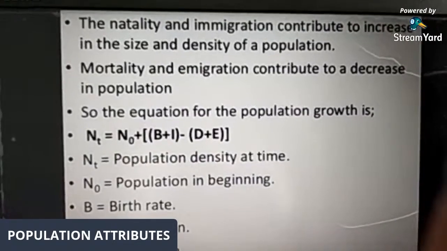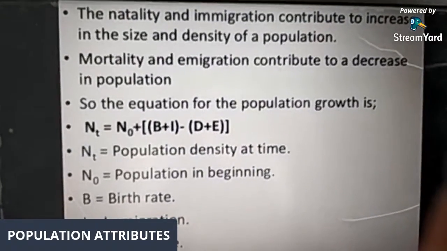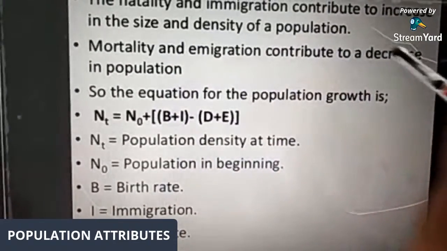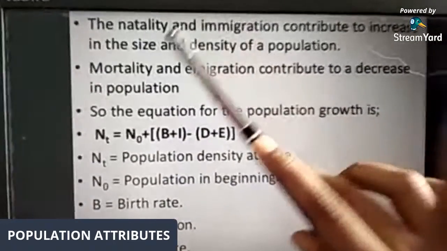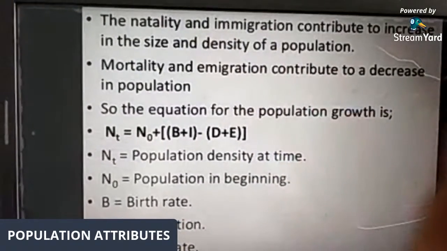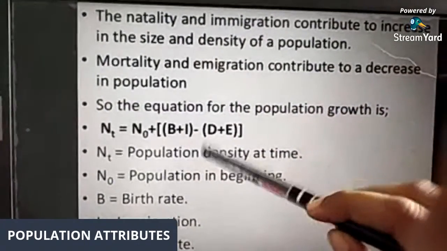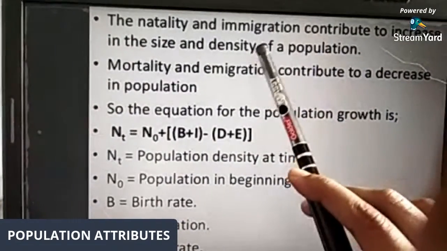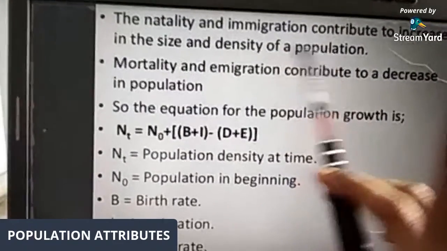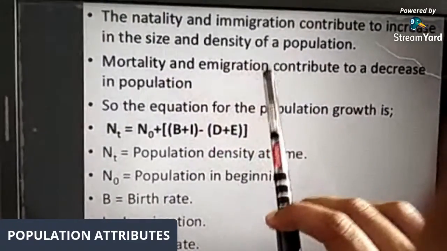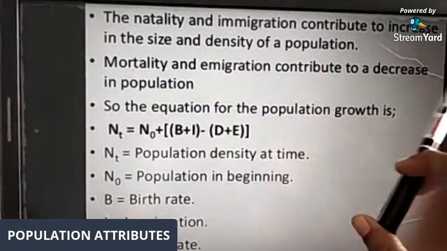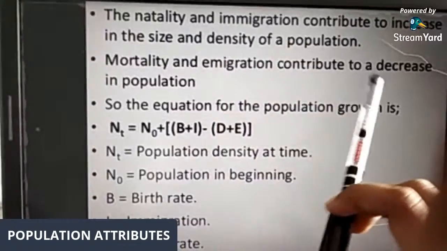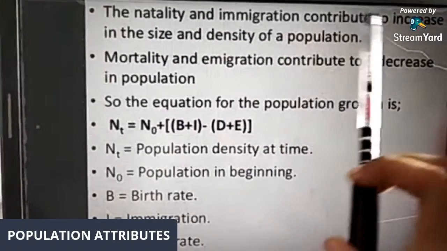Natality and immigration contribute to an increase in the size and density of the population, and mortality and emigration contribute to a decrease in population. Why? Because natality means the birth rate and immigration means the inward movement of organisms, so through natality and immigration the size and density of a population increase. And mortality means the death rate, and emigration means the outward movement of organisms, so through these two the population size and density decrease.